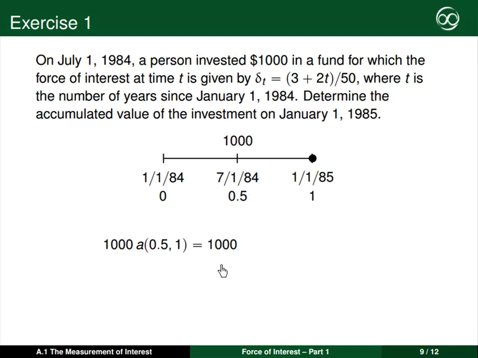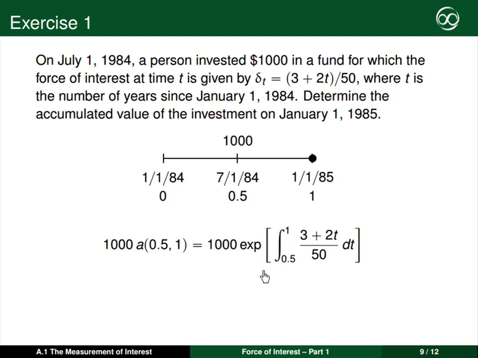No, because we remembered the formula in words. We remembered the formula in words. To accumulate from time 0.5 to time 1, I take the force of interest and I add that up from the starting time to the ending time. So I add that up from 0.5 to 1 and I take the exponential.